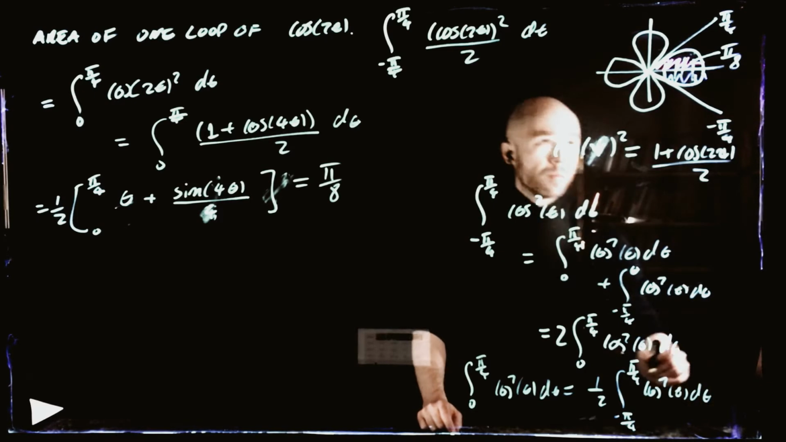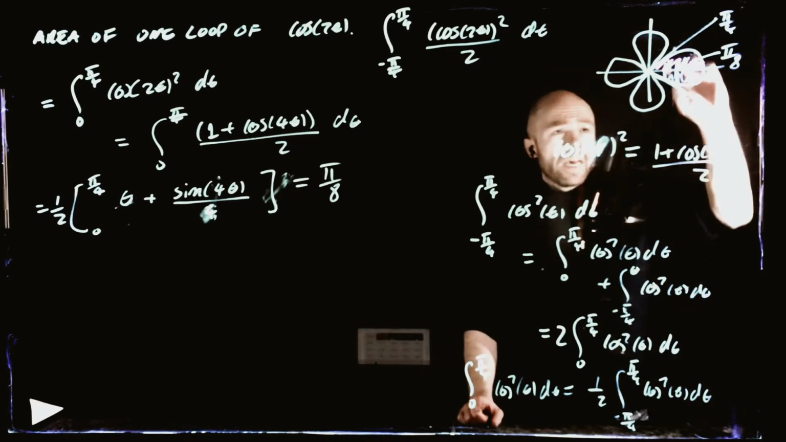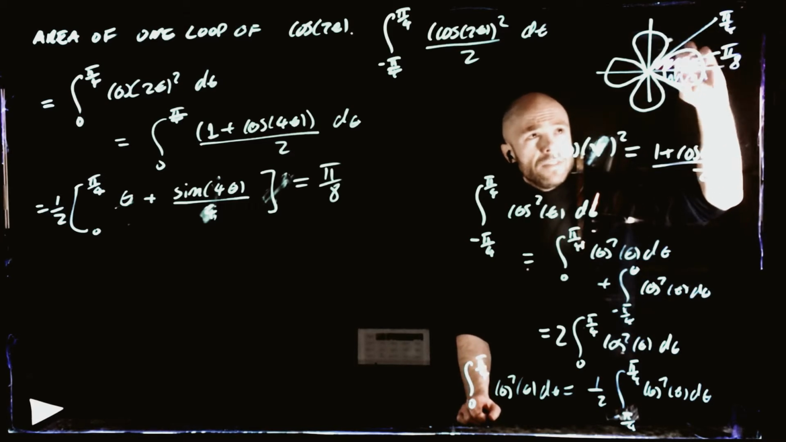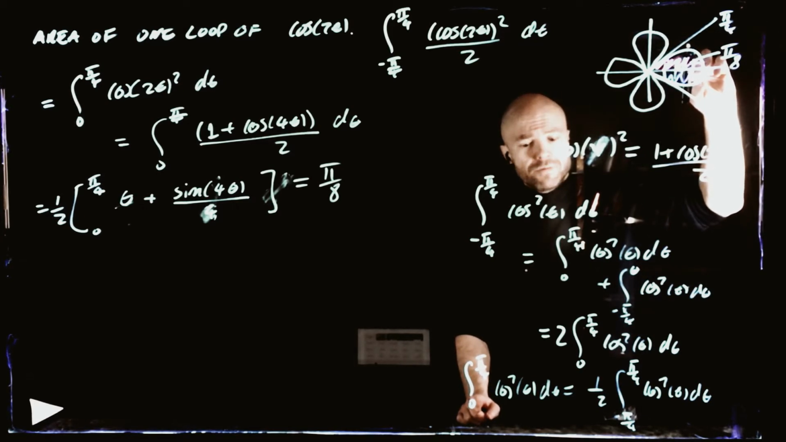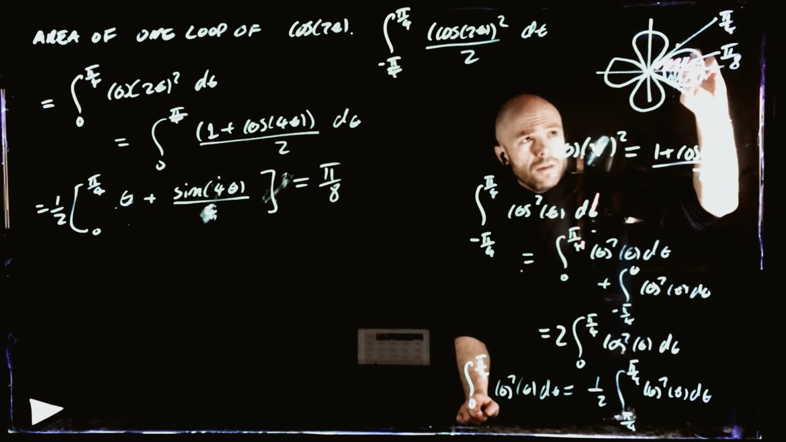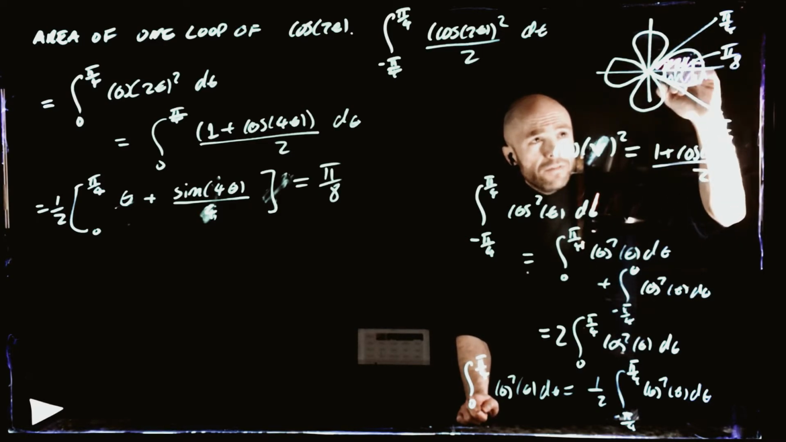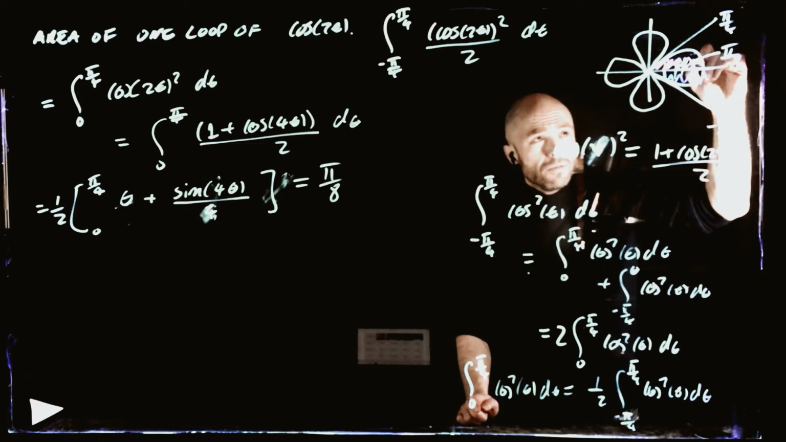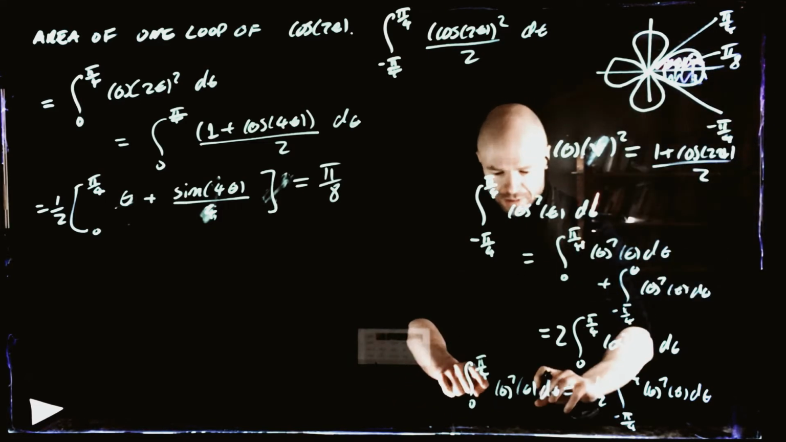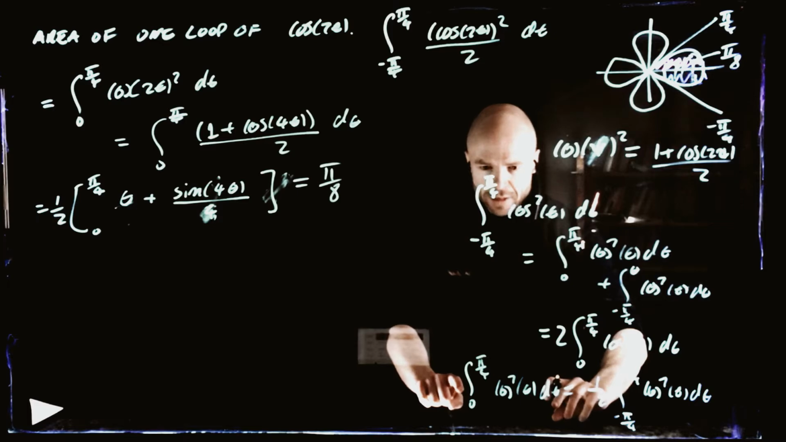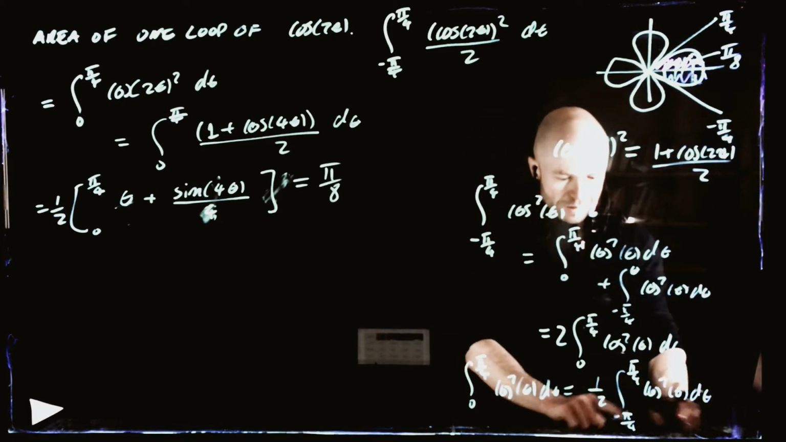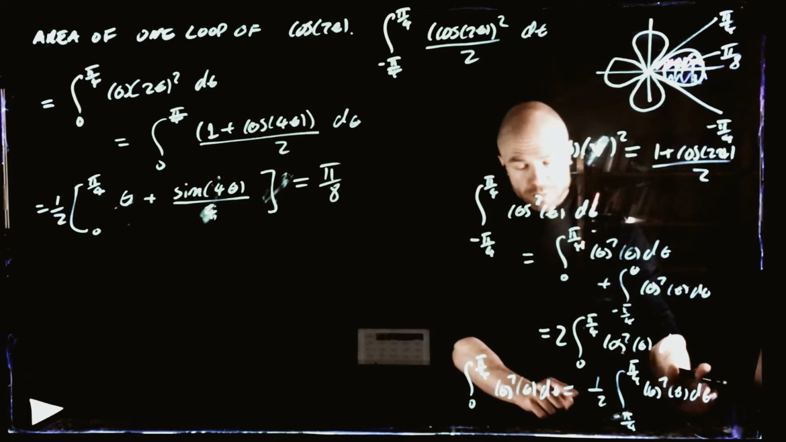So I did this all in symbols, but in pictures, if we take the area of this entire thing, half of the area of this entire leaf will just be the area of one half of the leaf. So this is the area of one half of the leaf, so that's the area of the whole leaf divided by 2.